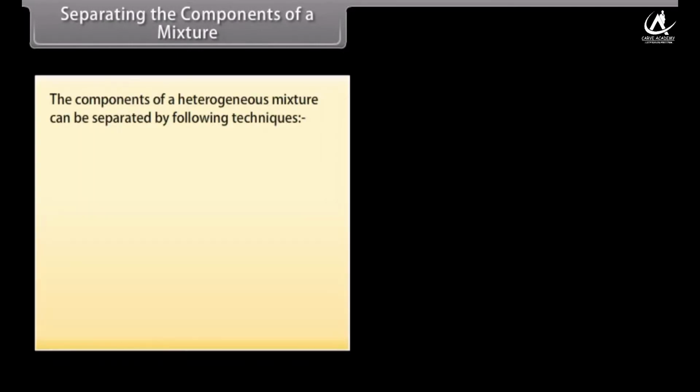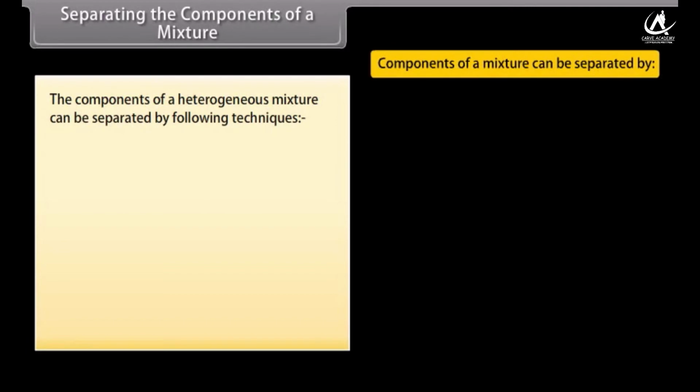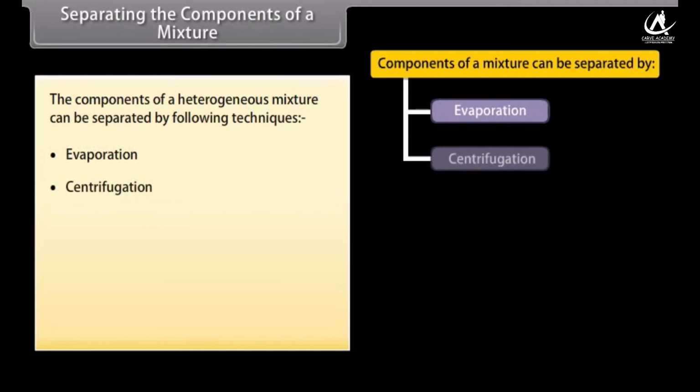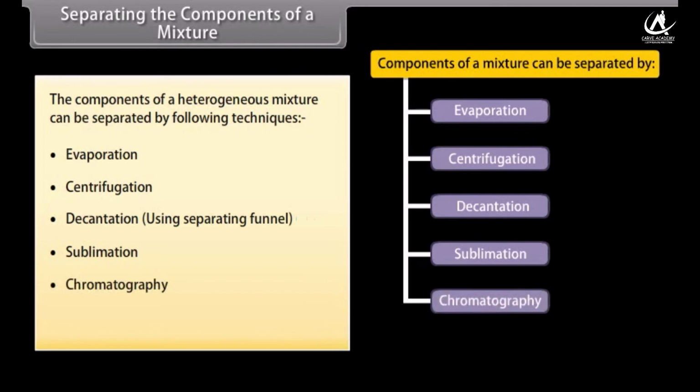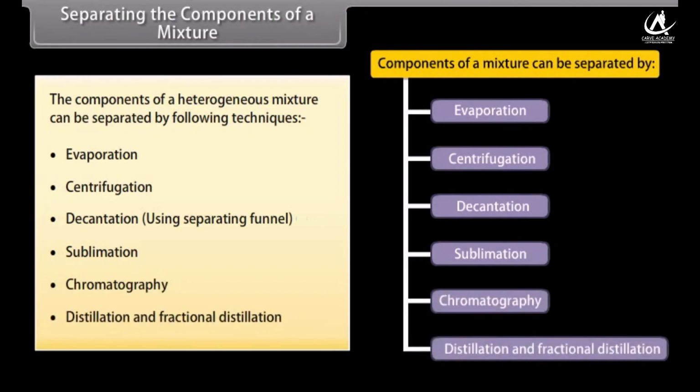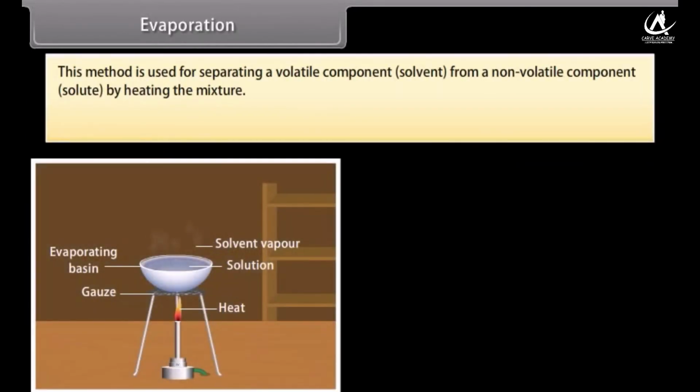Separating the components of a mixture. The components of a heterogeneous mixture can be separated by the following techniques: evaporation, centrifugation, decantation, sublimation, chromatography, distillation and fractional distillation. Evaporation. This method is used for separating a volatile component solvent from a non-volatile component solute by heating the mixture.